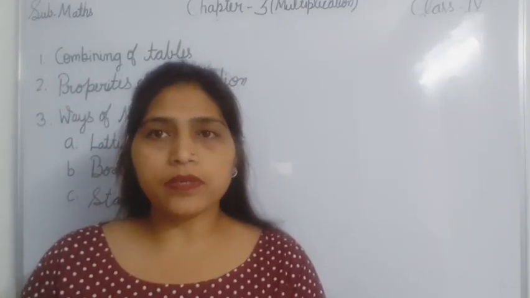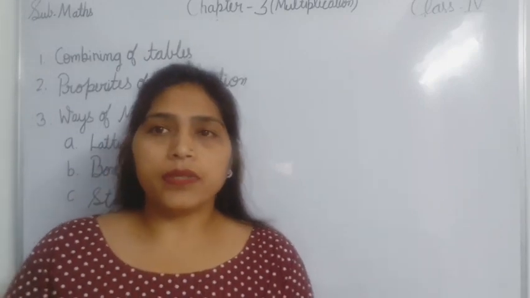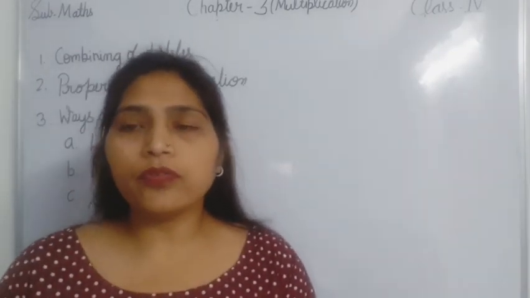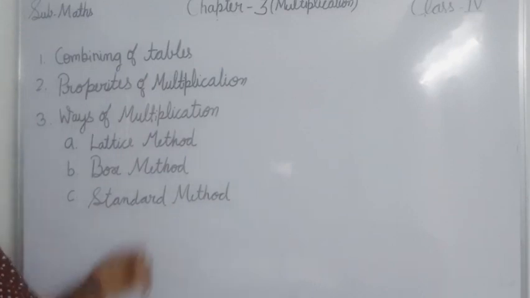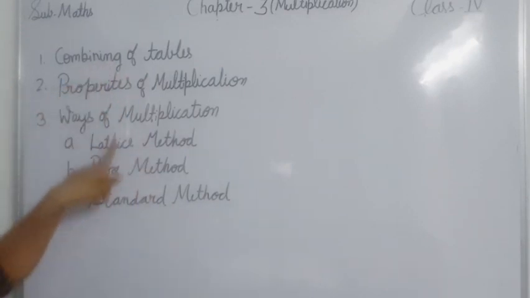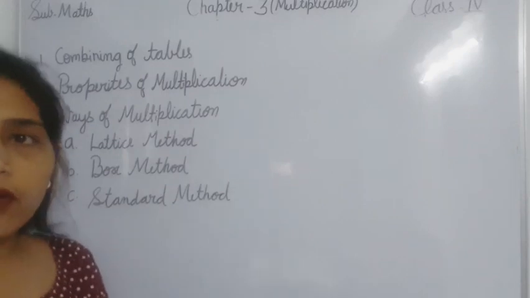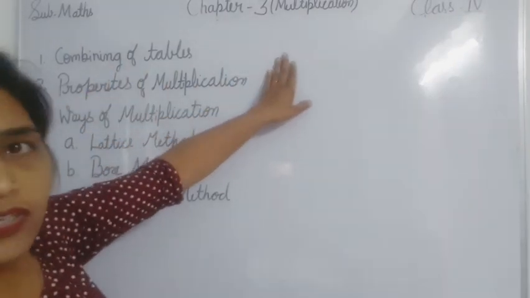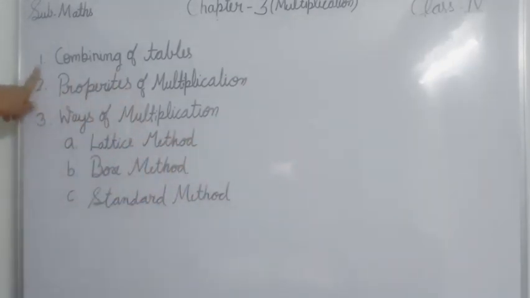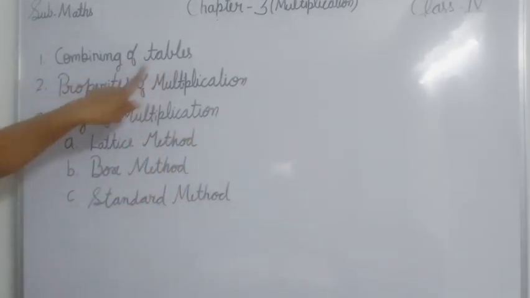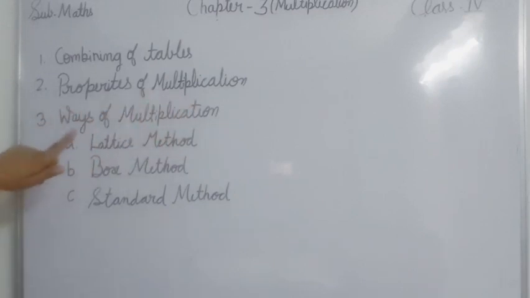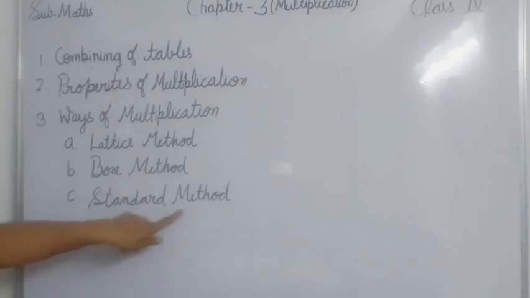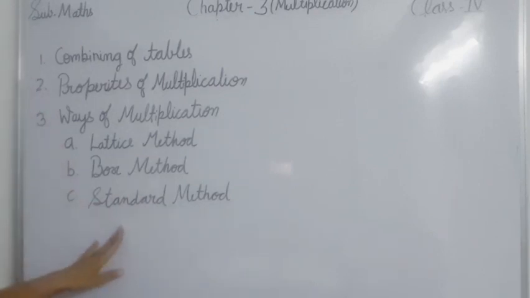Our 3rd chapter, multiplication, has been completed, but in today's video I'm going to revise a few important topics which we have read in chapter 3. Which topics are we going to revise in this video? These are the main topics of multiplication. In this third chapter we have done combining of tables, properties of multiplication, ways of multiplication, lattice method, box method and standard method. Today we are going to revise all these things in this video.